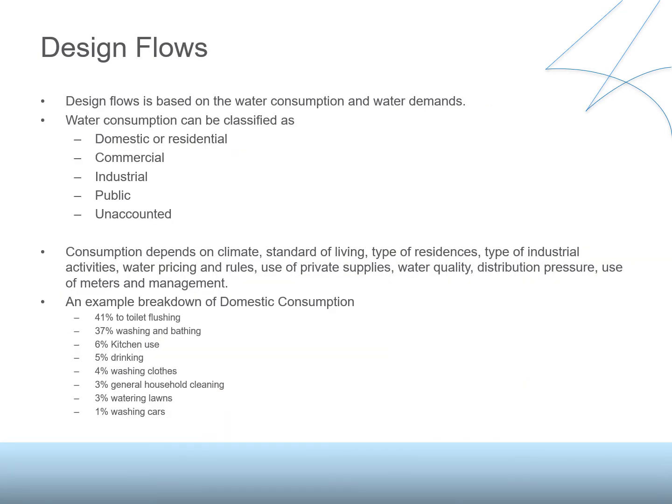Now let's look at the design flows. After we decide the design population, we need to know what the design demand is. Once we know the design demand, that means the water demand per person, and the number of population, if we multiply those we get the design flow. So let's say the design population is 100 people and the design demand is 1 liter per day, then the design flow is 100 times 1, which is 100 liters per day.